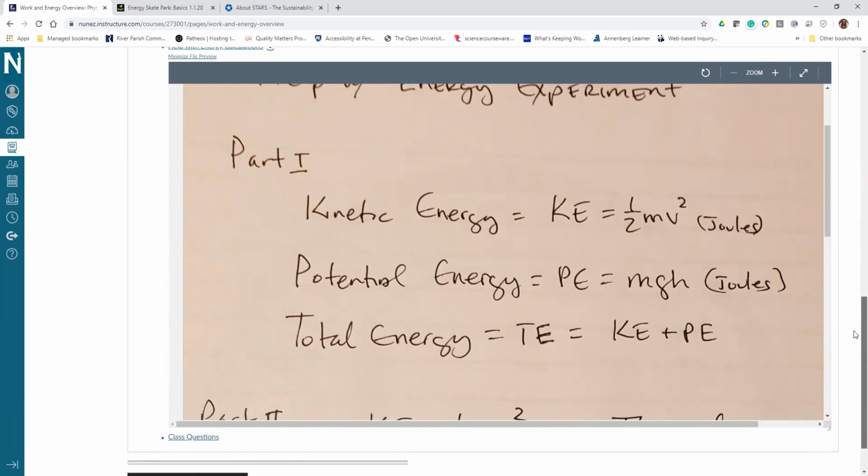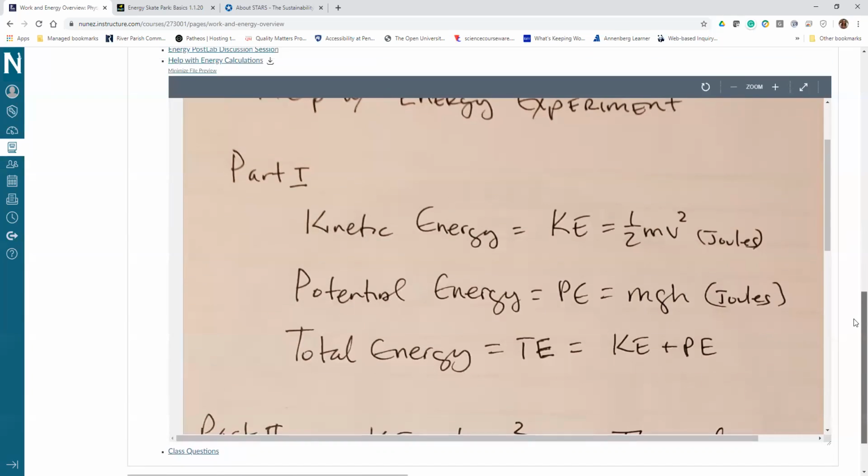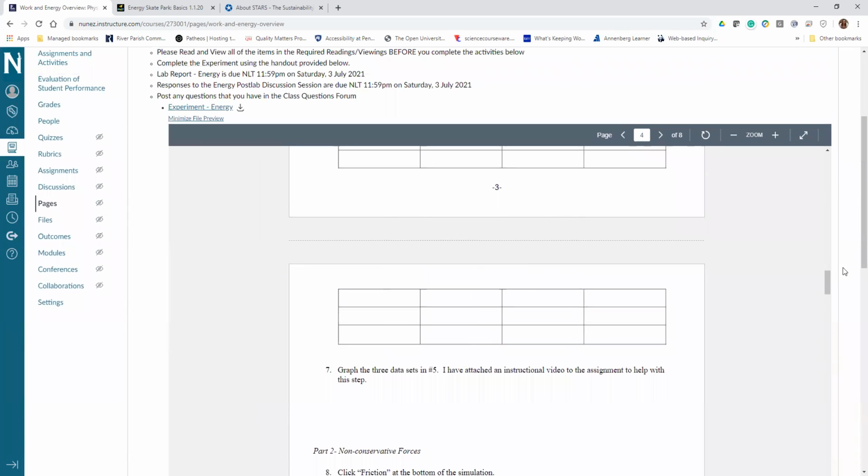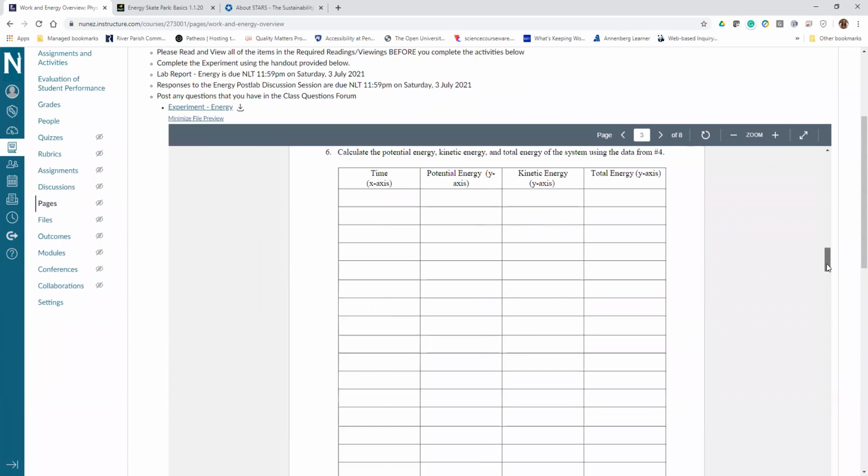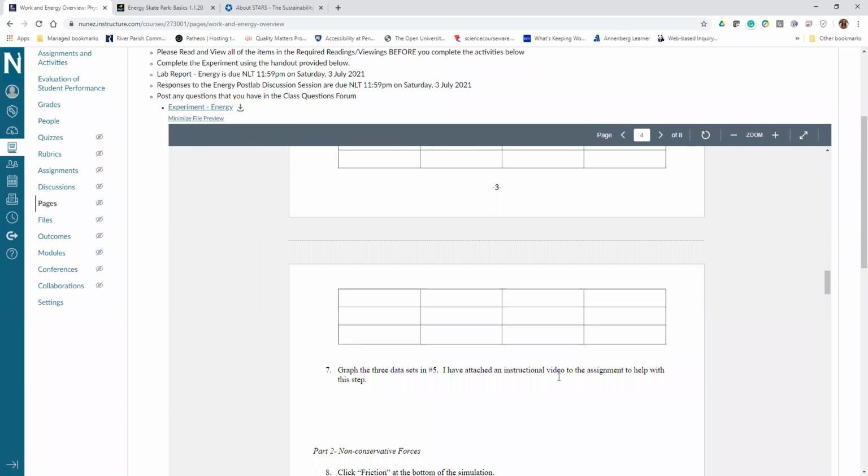So it's M times G times H. And then to get the total energy, just add them together. Notice that for each time, which is coming from the timer, you have to calculate those values and fill in the table. And then in step 7 below that, you're going to make a graph.